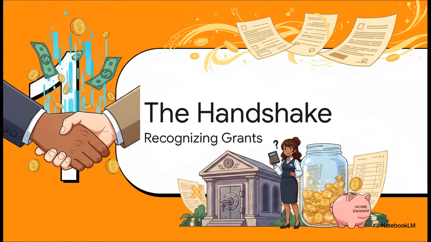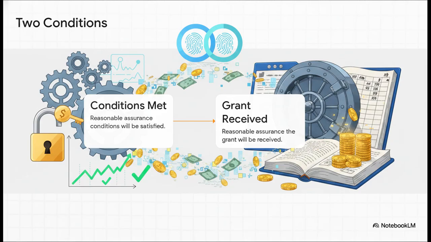Section 1. The Handshake. Recognizing Government Grants. Here's the harsh reality. Just because a government promises you a big check, you can't go celebrating and throw it on your balance sheet just yet. Think of grant recognition like a strict two-factor authentication system. Step 1, you absolutely need reasonable assurance that you're going to satisfy the conditions attached to the money. And Step 2, reasonable assurance that the grant will actually hit your bank account. Both of these boxes have to be checked at the exact same time before you can officially call it receivable.